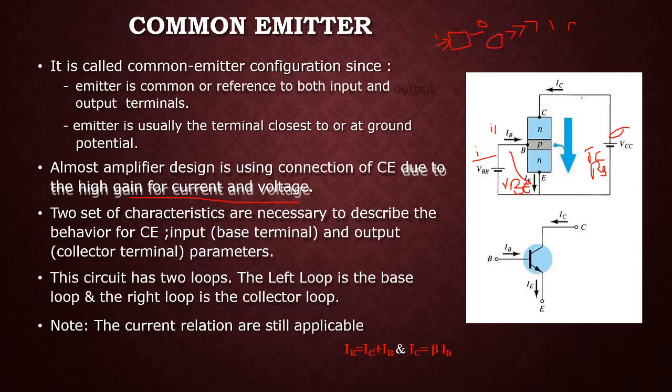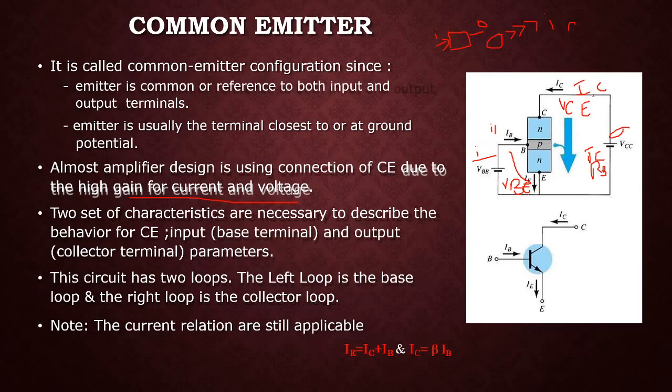Next, this is the output portion. In the output portion, the voltage present between the collector and emitter is the VCE voltage. And the current that flows into the collector terminal is indicated as the IC current.